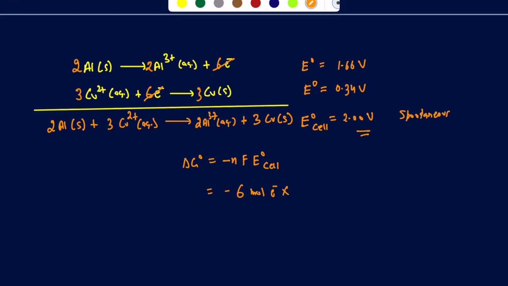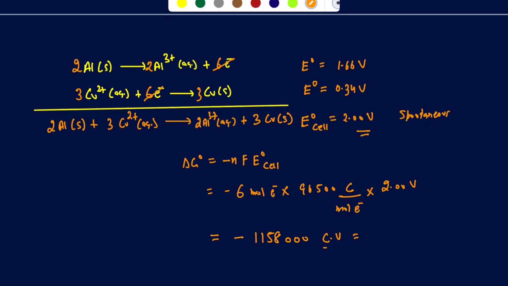F is going to be the Faraday's constant, which is going to be 96,500. The exact value, I think, is like 96,400 something, but let's just say it's 96,500 coulombs per mole of electrons. That's going to be the units for the Faraday's constant. And your E0 of the cell comes out to be 2.00 volts. Now I can do all this math here. Okay, I got this number right there.